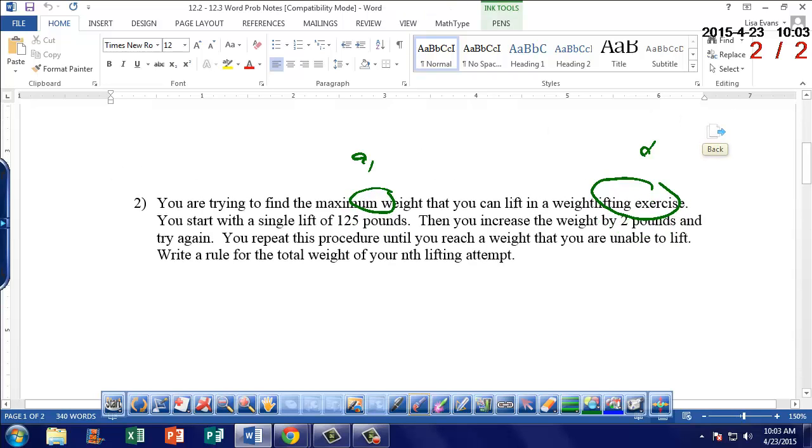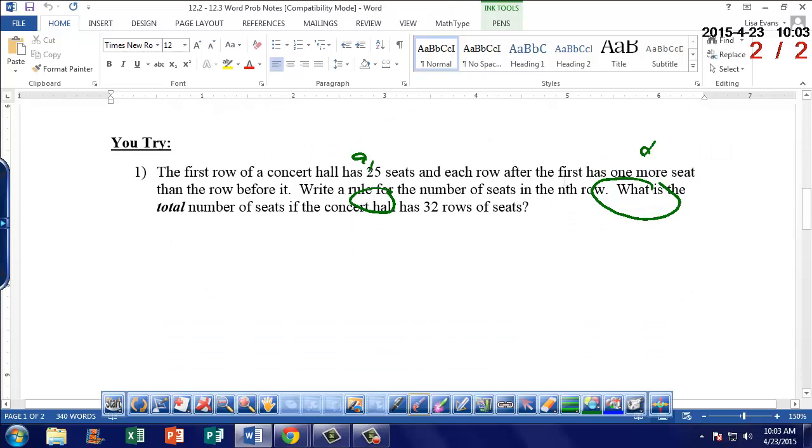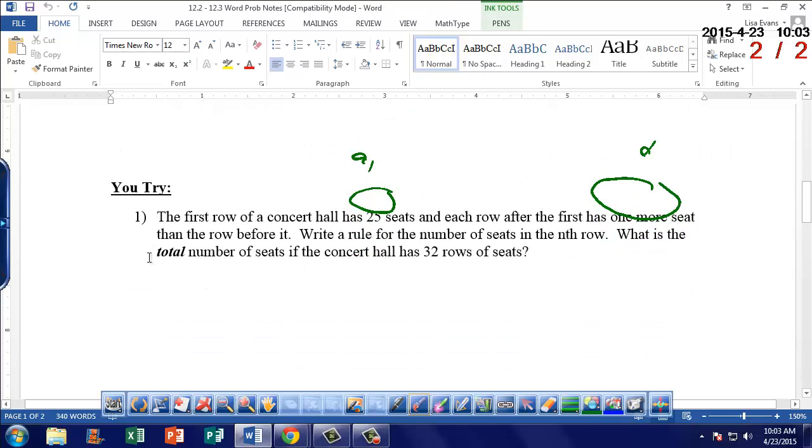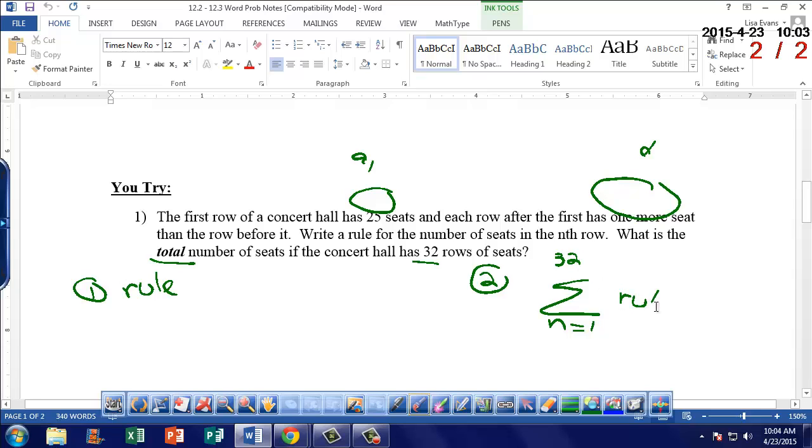Then it says, what is the total number of seats if the concert hall has 32 rows? Once you write your rule, so step 1, you're going to go ahead and write your rule like I did in numbers 1 and 2. Step 2 is you're going to do the summation, because it wants the total number of seats in the entire concert hall. So we have 1 to 32, and you're going to put your rule here and actually calculate it. I want you to try this on your own.